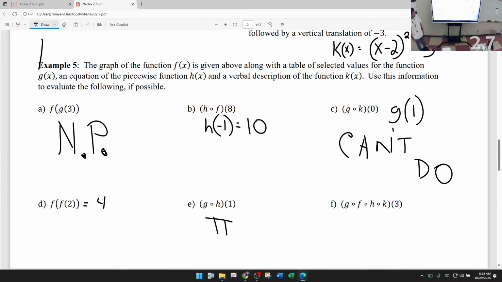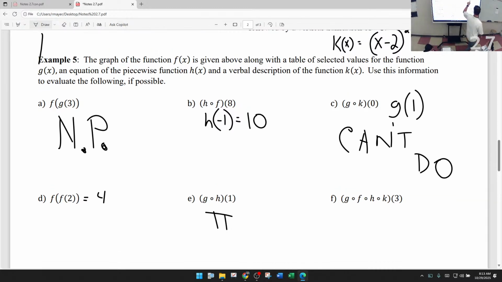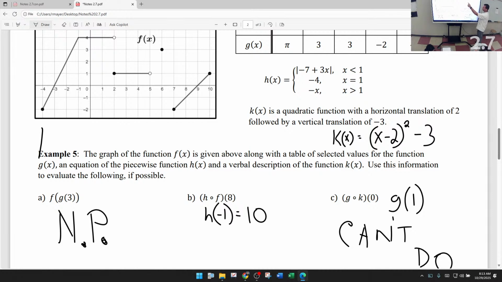g of f of h of k of 3. Might as well ask that one first. If you can do that one, you can do the rest of these. k of 3: 3 minus 2 is 1. 1 squared is 1. 1 minus 3 is -2. -2 for h.